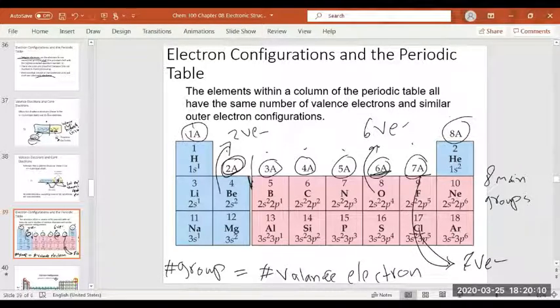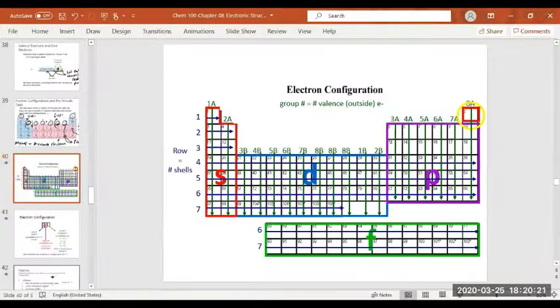Neon. This is neon in group 8, so neon will have 8 valence electrons. That's how you figure out the valence electrons. Also, electron configuration in the periodic table: you can use the periodic table to quickly figure out the electron configuration.